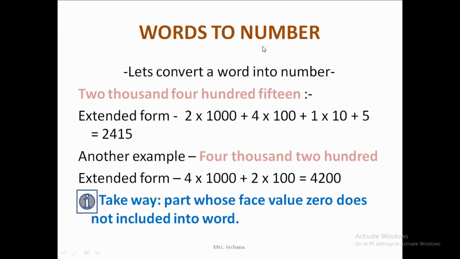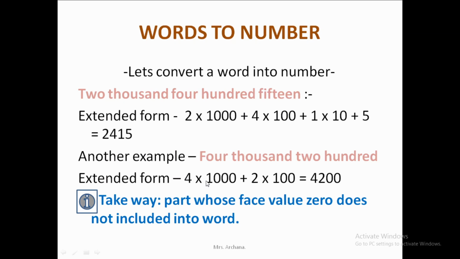Now, words to number. We have learned in the previous slide number to words. Now we will learn words to number. Let's convert a word into a number. 2,450. Expand that: 2, then what is 1000? 1000 we have written. 4, then 100. Then 15. How will we write 15? 1 into 10, because 15 means 1 and 5. So 1 into 10 plus 5. That is 2,415.